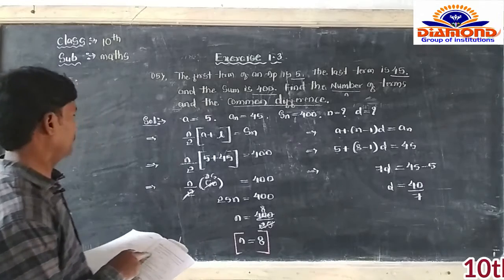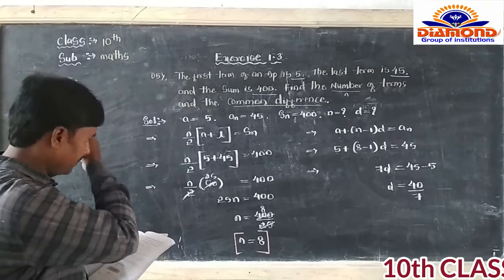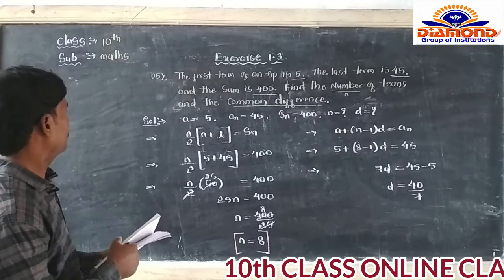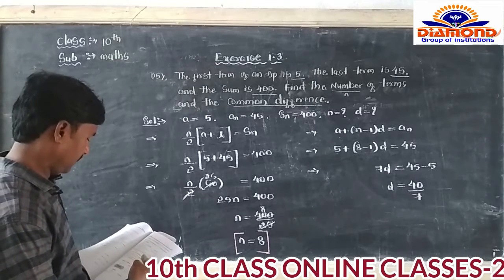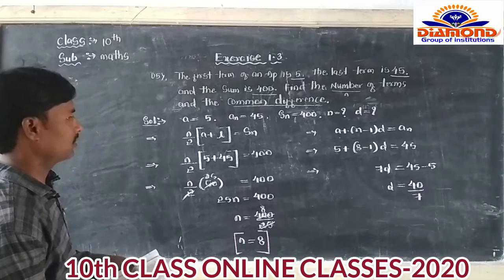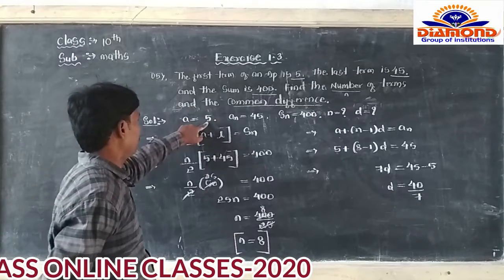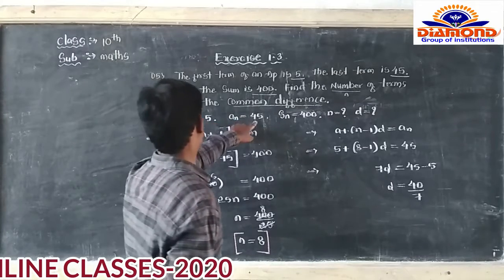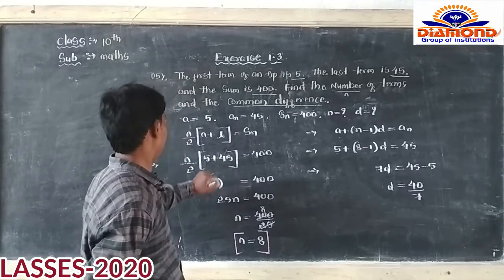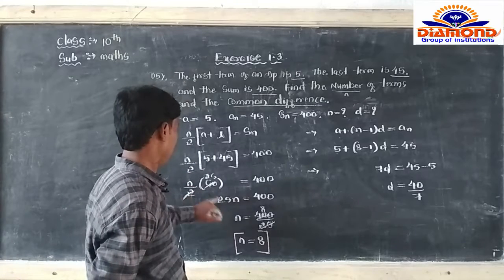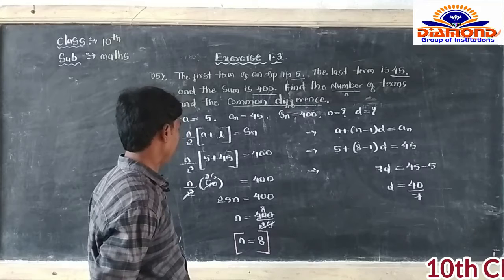Somewhere we made a mistake here. n upon 2 is there. A plus n is equal to 16, and d is equal to 8 by 3 coming. So a is equal to 5, dear students, and an is equal to 45. 45 plus 5 is equal to 50, and 2 upon 50 is 25.